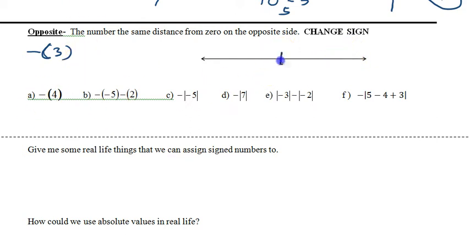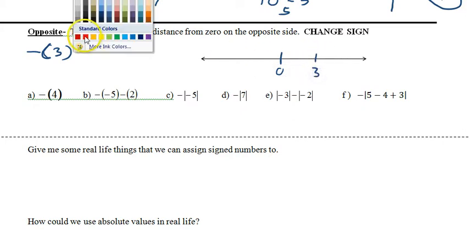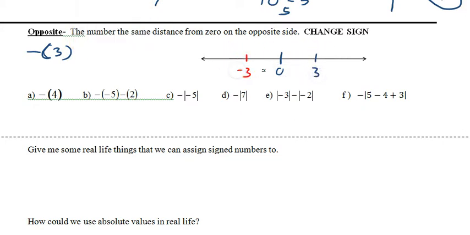So if you have a 0 and you're at 3, the opposite would be negative 3. That's it. So that's what we get, negative 3. Okay, so let's look at some more. What would be the opposite of 4? Correct, negative 4. And that's all it is. That's all you have to do.